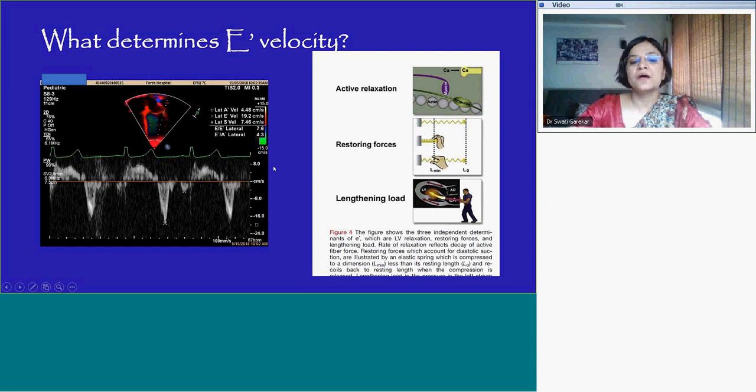The relaxation impacts the peak, and the recoil impacts the peak. So can everyone hear me? The connection.